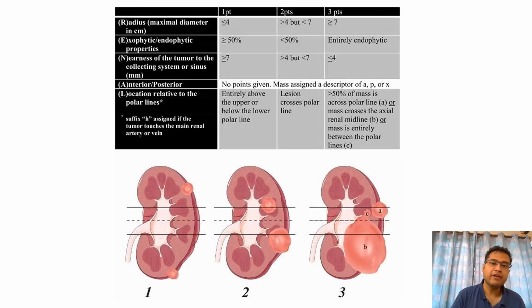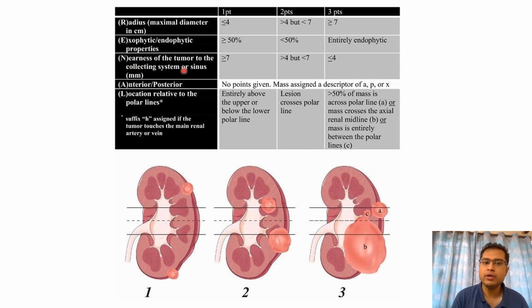So coming to the renal nephrometry score, which I had given in my report, it can be remembered by the simple mnemonic RENAL. R being the radius, that is the maximum diameter in centimeters. The more the diameter, the more points are allotted. E is exophytic or endophytic. The more endophytic the tumor, the more the points.